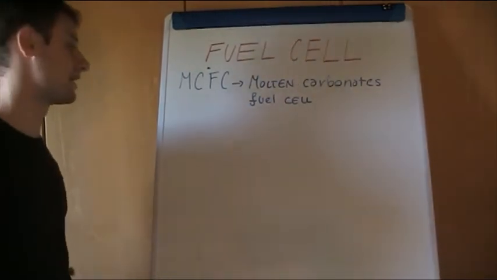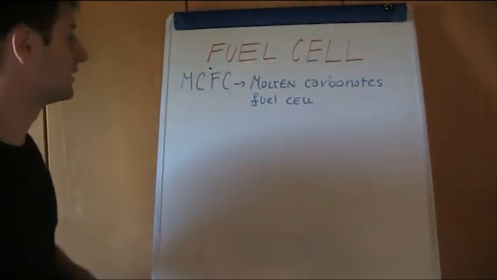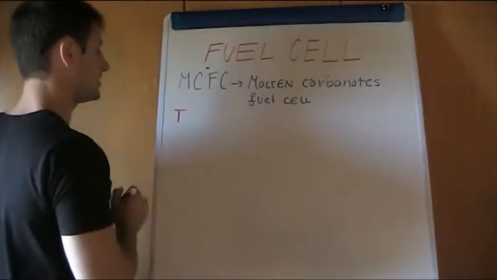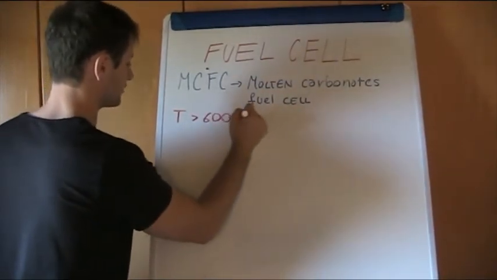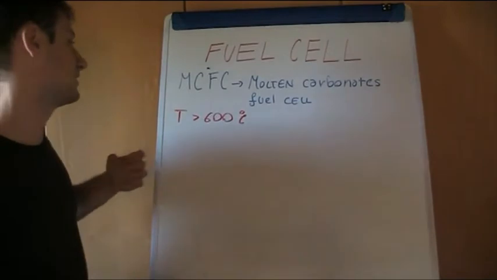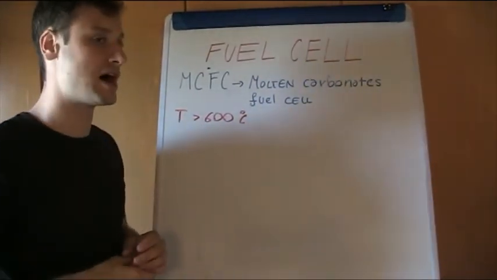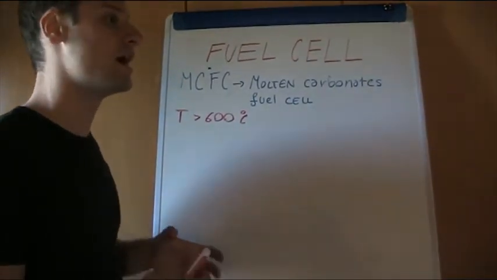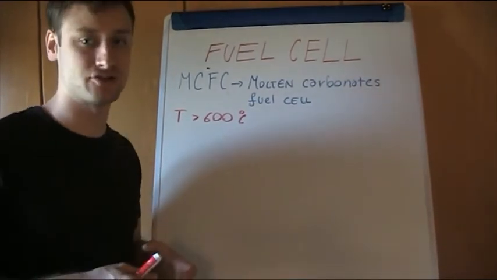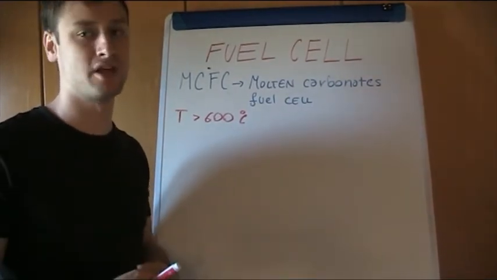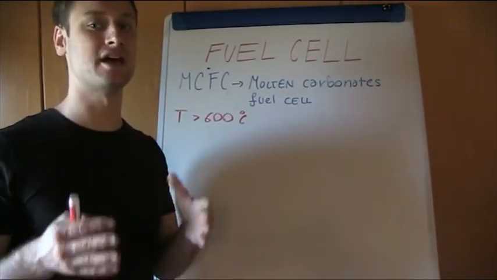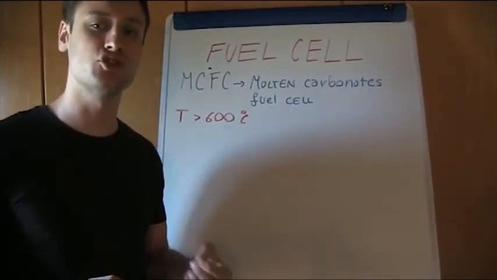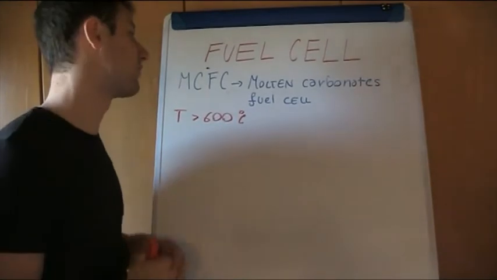A molten carbonate fuel cell is a high temperature fuel cell working at a temperature higher than 600 Celsius degrees. In this case, we are exploiting a molten carbonate salt as electrolyte that is impregnated, filling a solid matrix composed of beta alumina. So we have a beta alumina solid electrolyte that is completely saturated with a molten carbonate salt. And this ensures the working principle of our fuel cell.